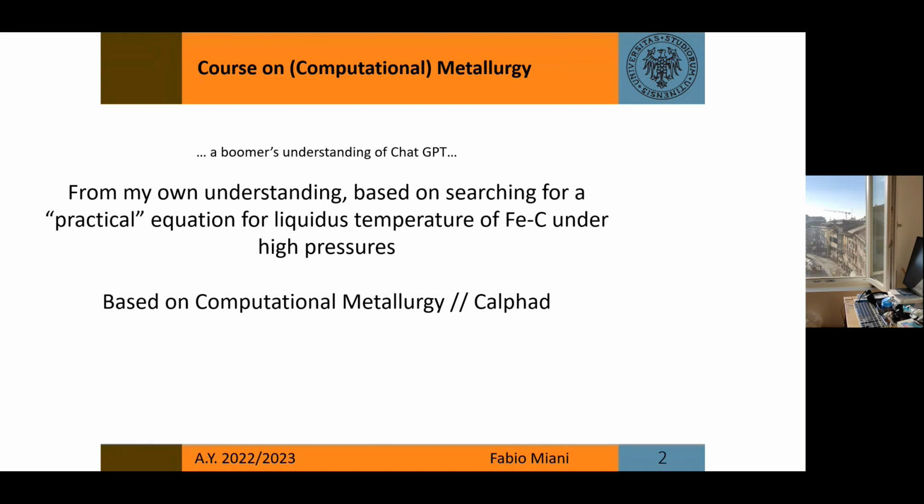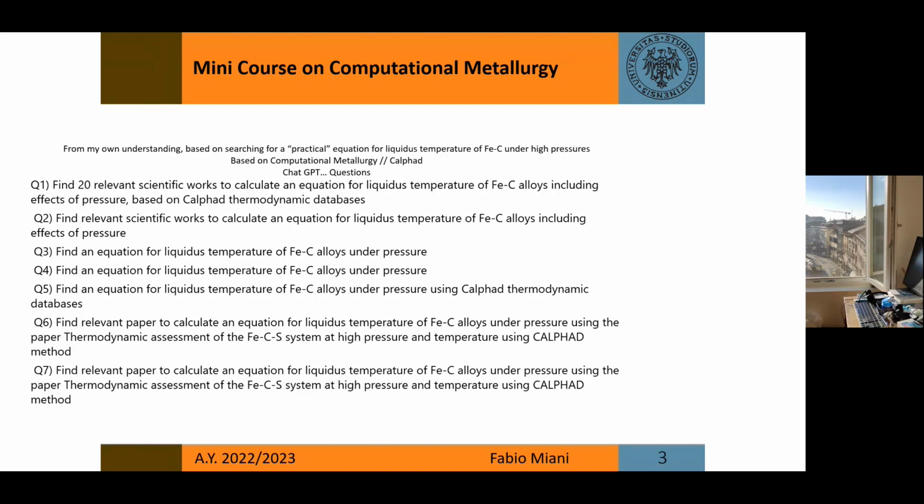I would like to have a look at what is possible to get from a practical equation for the liquidus temperature of the iron-carbon binary system under high pressures. Of course, I should compare the results using computational metallurgy, CALPHAD, and the software and a database, for what it is possible to get, or it was possible to get, something like one month ago.